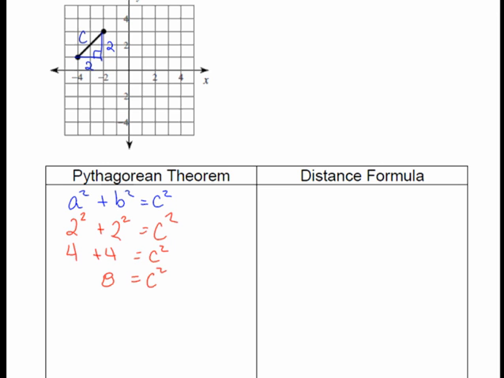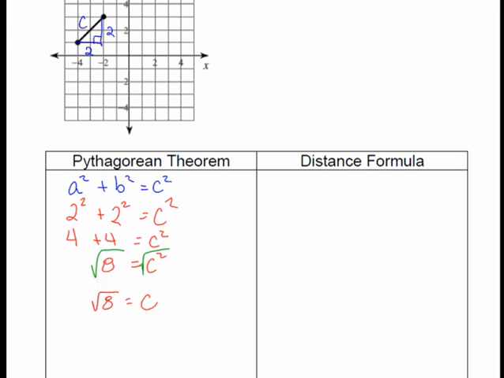Now I have to take the square root of both sides, because I'm not looking for C squared, I'm looking for C. So when I do that, I get C is the square root of 8. It is not in simplest radical form, so I need to simplify that. That's the same thing as saying the square root of 4 times 2. The square root of 4 is 2, and the square root of 2 stays inside. And there's my final answer: 2 square root of 2 is the length of that line segment, using the Pythagorean theorem.